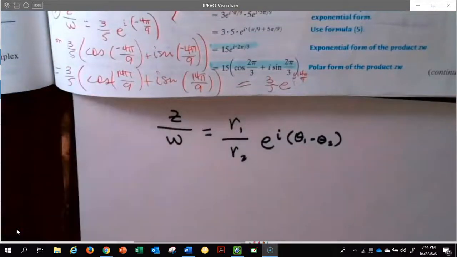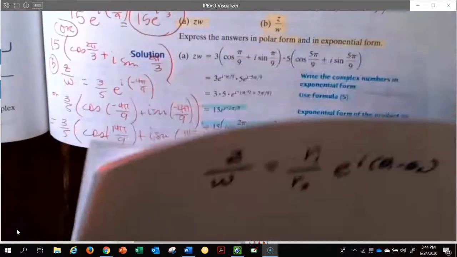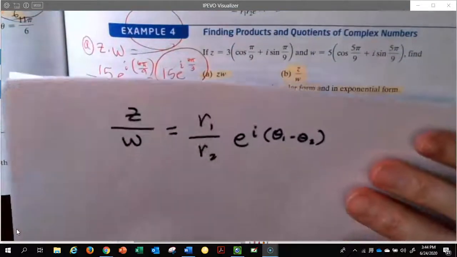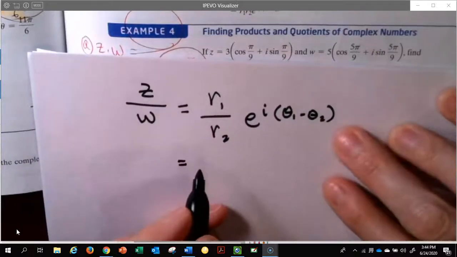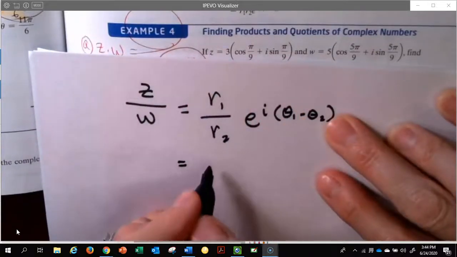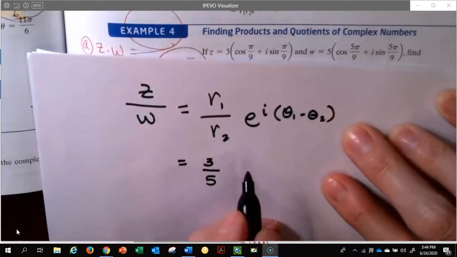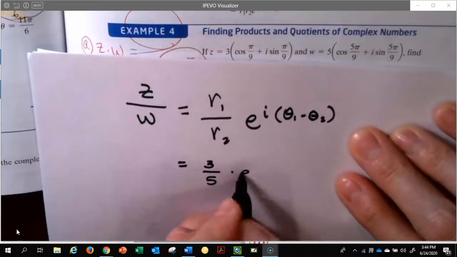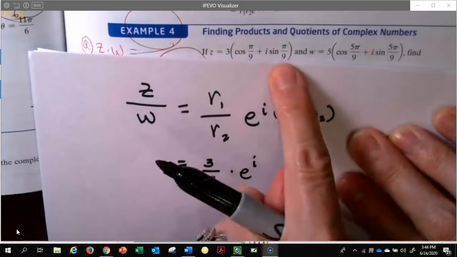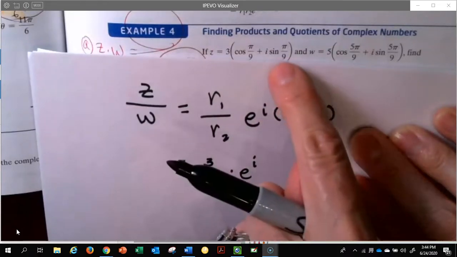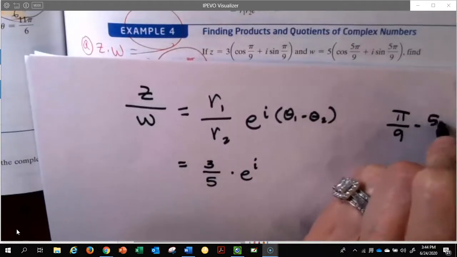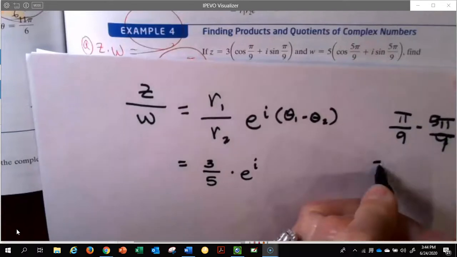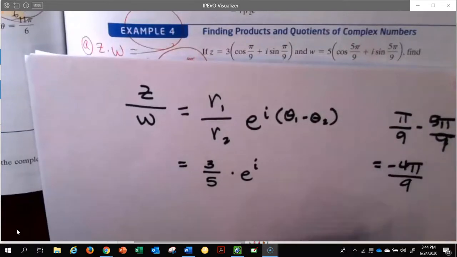So I am going to start again with exponential, because that is what I am given. Sorry, I'm having an issue with my book. I'm trying to find the screen on my document camera. So here we are. When I go to divide these, I've got z divided by w, so I have 3 divided by 5, e to the i, and I need to subtract. So I'll have pi over 9 minus 5 pi over 9, which gets us a negative 4 pi over 9.